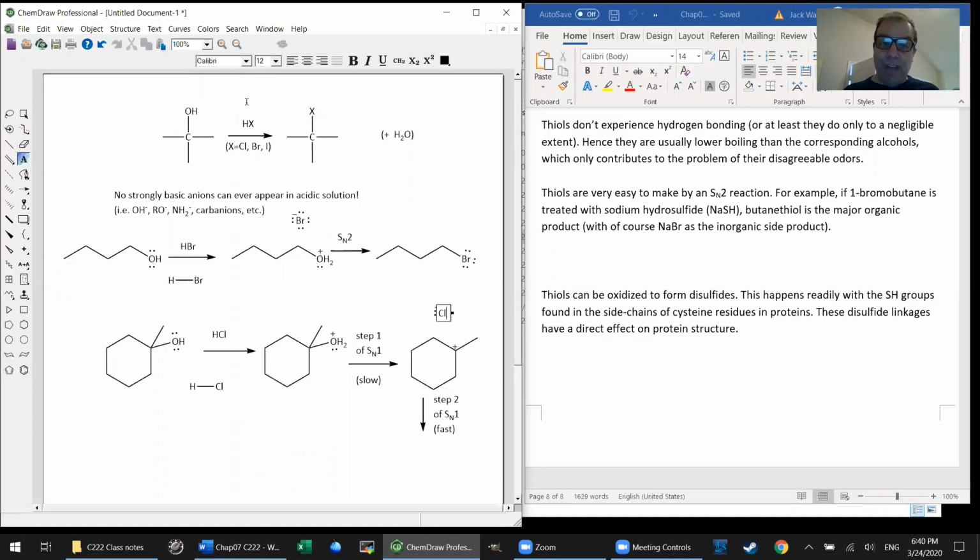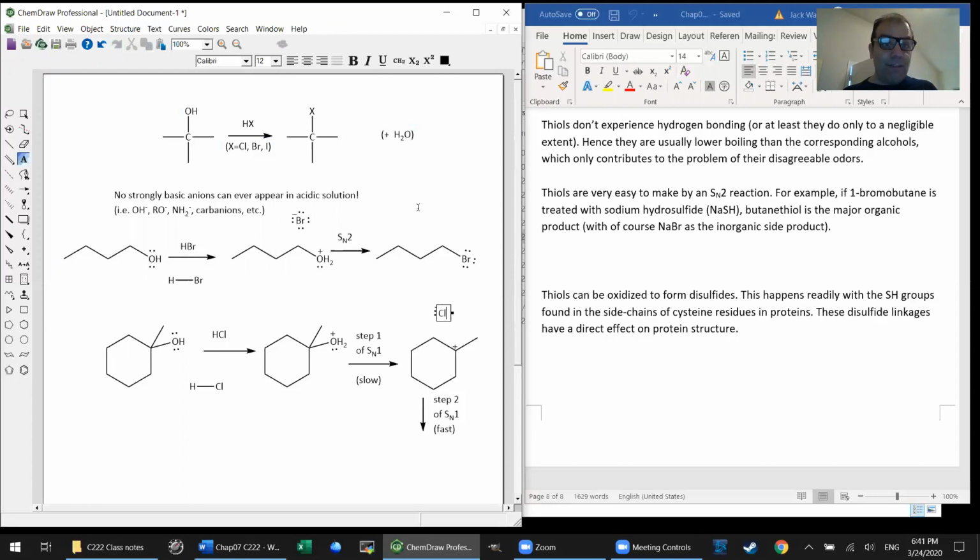Hydrogen fluoride will not work in this reaction because HF is a weak acid. The hydrogen-fluorine bond happens to be extremely strong, which is not true of the bonds from hydrogen to chlorine, bromine, or iodine. So those three hydrogen halides will work. The inorganic side product is going to be water. That's the fate of the OH group in the alcohol. It will wind up in a molecule of water.